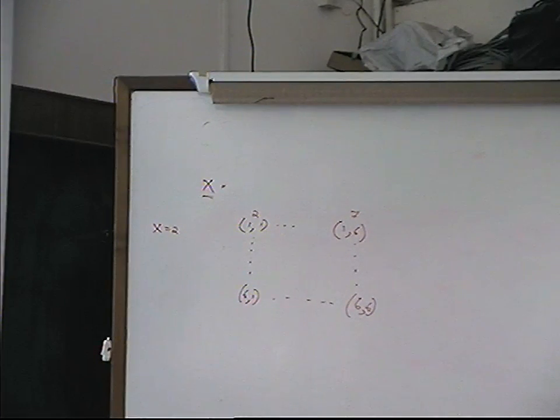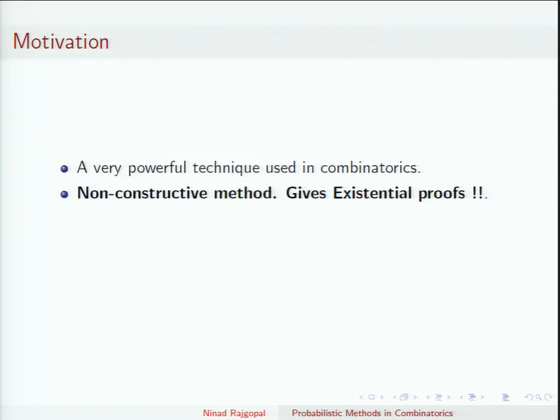So why do we look at this? When we already have so many techniques, why do we even need the probabilistic method? We need it in situations where finding a constructive structure is difficult, and we need existential proofs in that case.